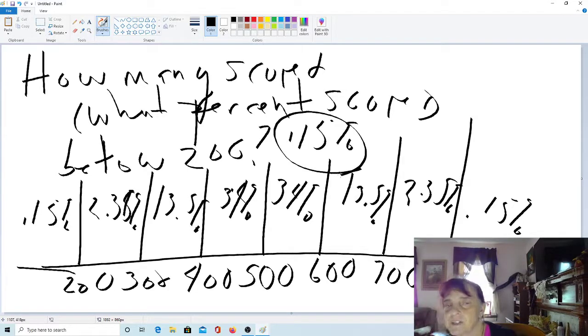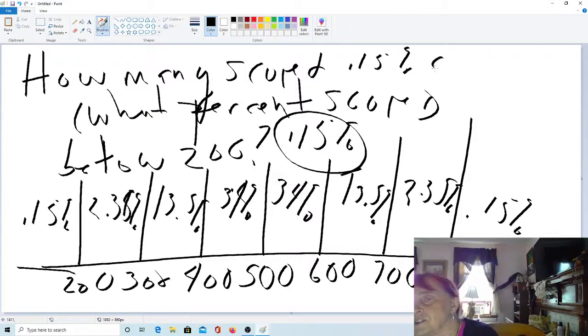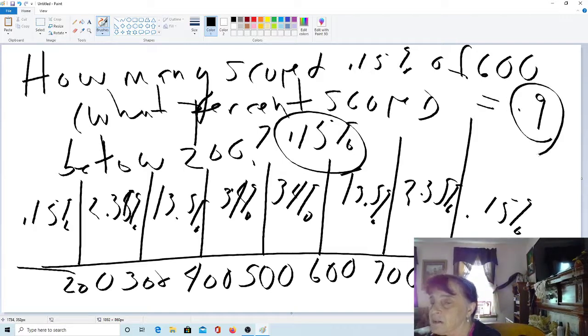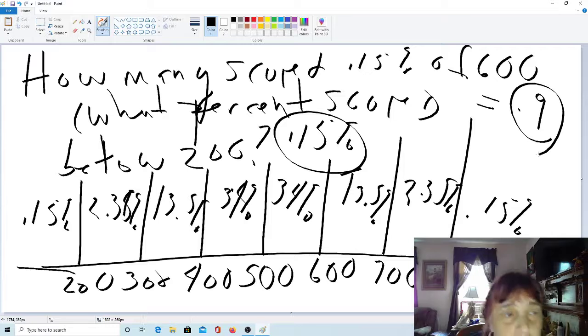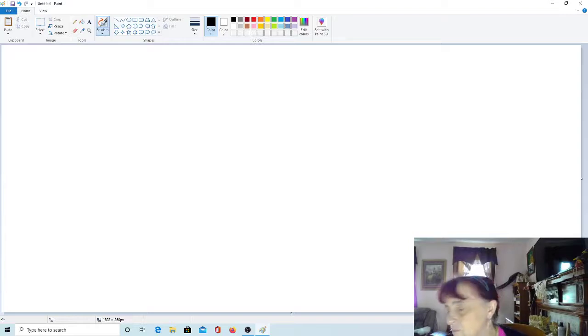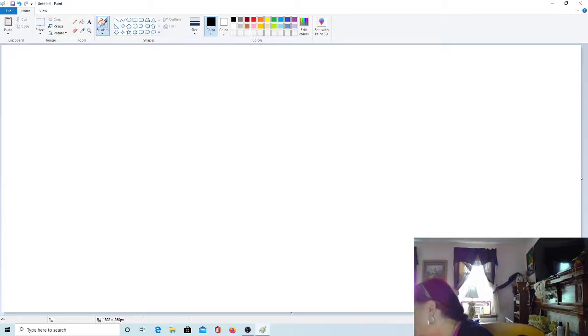And if you have 600 people who took a test, it would be 0.15% of 600. And 0.15% is 0.0015. So that's 0.9 people. So I would say around one person. Okay, so that's what you call the normal curve.